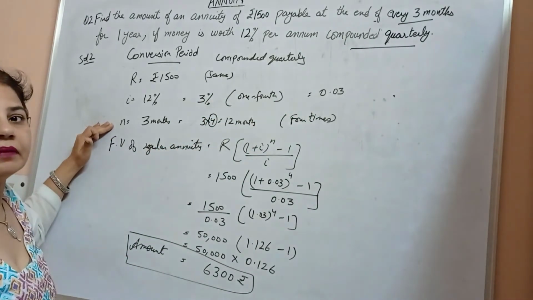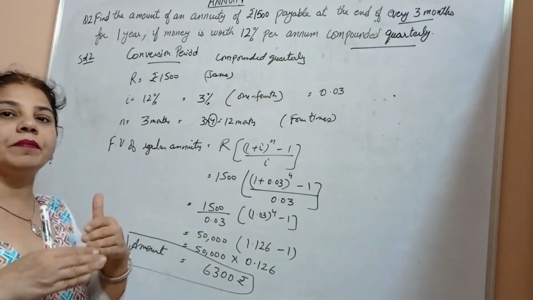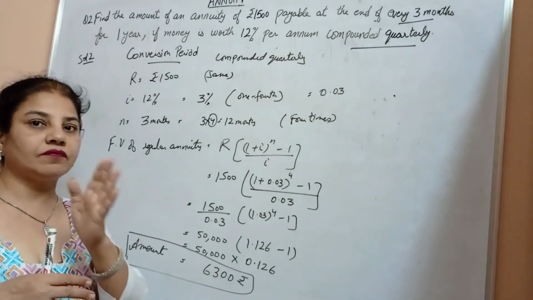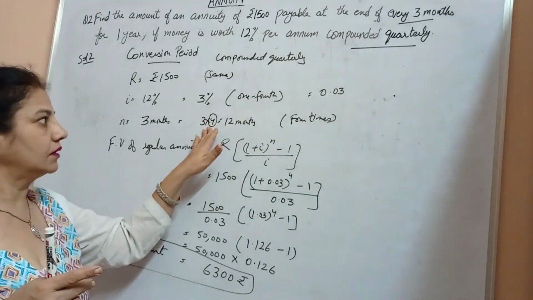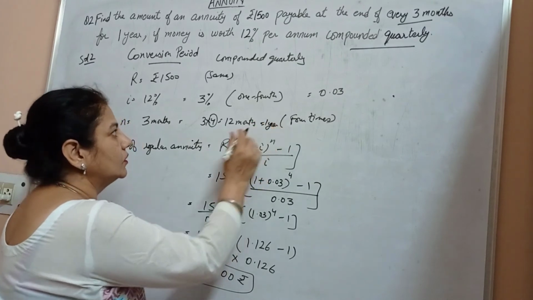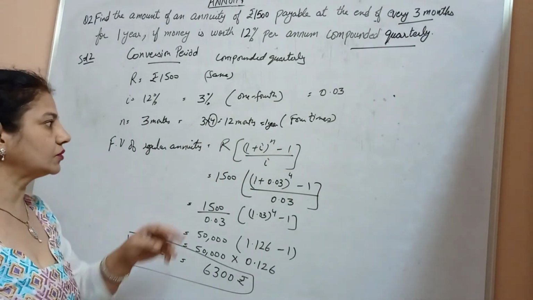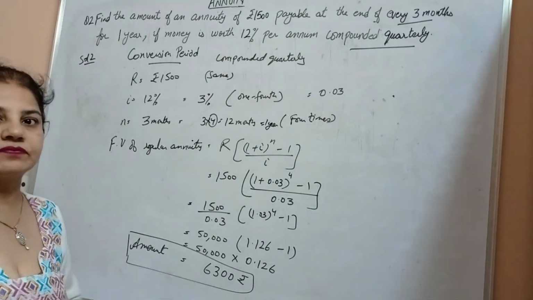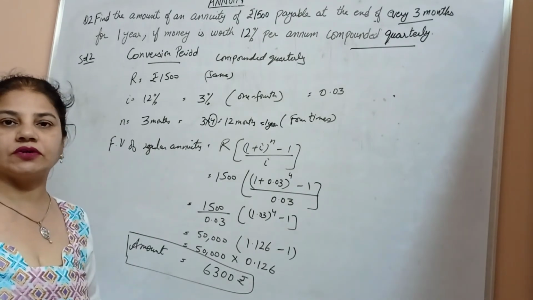And the number of periods is 3 months. For 1 year, this is 3 months. So how many 3 months become 1 year? There are 4 times 3 that become 1 year. So 12 months means 1 year. So there are 4 times we will get the interest in 1 year. Therefore the number of periods n is equal to 4. Here we substitute 4. Substituting the values in the formula, we get the result as 6,300 rupees as the amount.